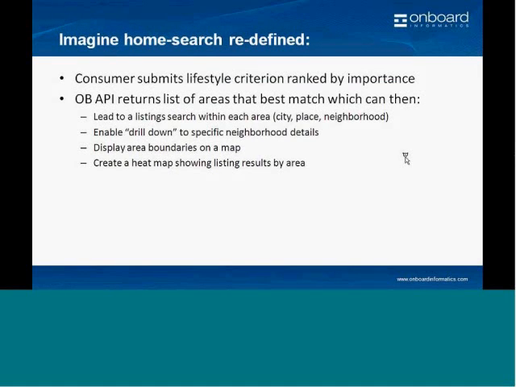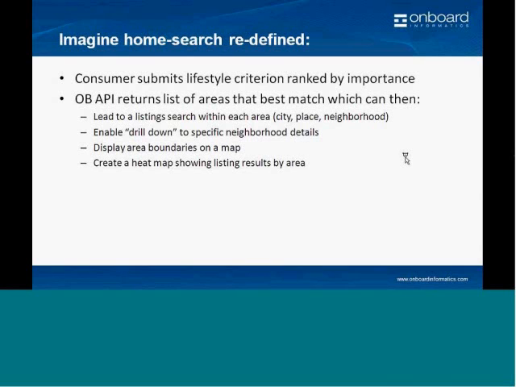So the client would submit their lifestyle criteria ranked by what's important to them, and we can rank it in a slider. We can rank it in a drop-down menu. Again, I'll show you some visuals. And then our API would return a list of areas that best match with them. And from that point, when they see different neighborhoods or different areas or different cities that meet their lifestyle requirements, we can do a couple of things.